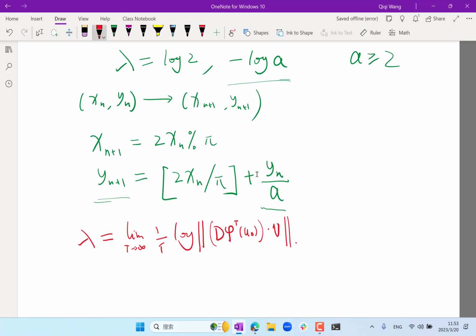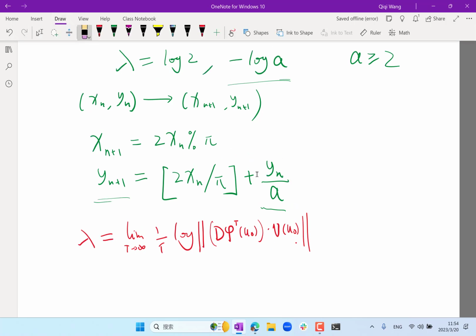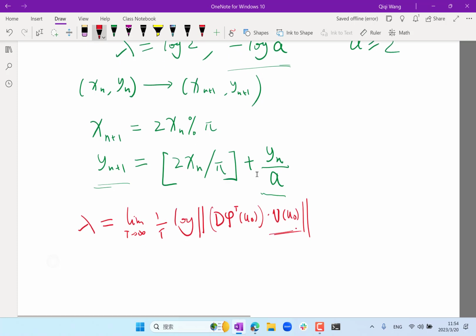Each Lyapunov exponent is associated with a Lyapunov covariant vector. That's v. And actually, let me write it more precisely. v is actually a function of u0. We are going to see in later studies that in general dynamical systems, the Lyapunov covariant vector actually depends on where you are in the phase space. But in this particular case, we have lambda 1 and 2, and we have v1 and v2.